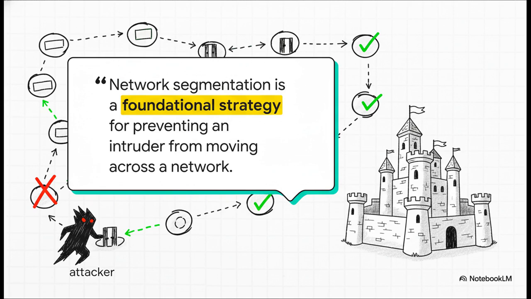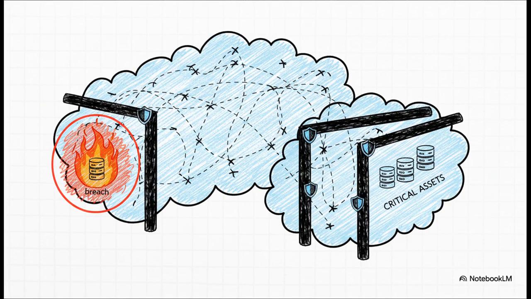The whole idea is to stop an attacker from getting one foothold and then using it to just waltz through your entire network. So what is network segmentation? Honestly, it's exactly what it sounds like. You take one big flat network and you start building virtual walls inside of it. You split it up into smaller, isolated zones. That way, if one area gets compromised, the fire is contained. It can't spread to the other zones where all your really important stuff is.